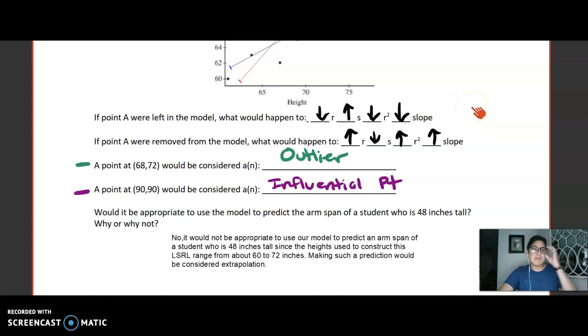So that's going to wrap up our lesson here on unusual points. And now we've got all of our interpretations and all of our components for linear regression. So in the next lesson, we're going to talk about computer output and putting it all together in a model. So stay tuned.